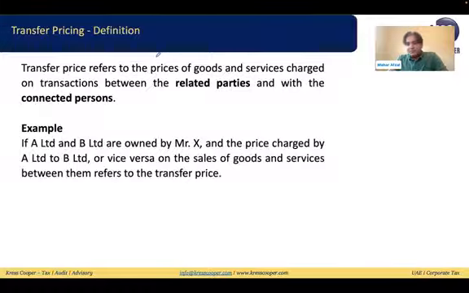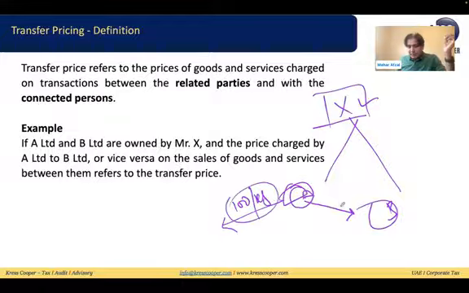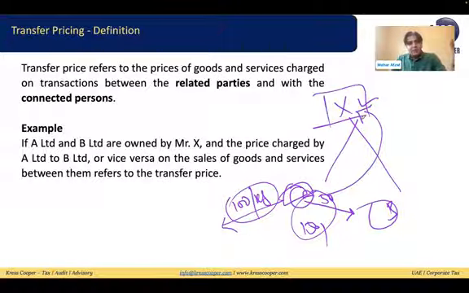So what is a transfer price? Think like this. There's a company A, there's a company B, and these companies have common ownership. Mr. X is the owner of company A, and Mr. X is the owner of company B. Now, A is selling any goods or services to B. Since A and B are owned by the same person, Mr. X is in a position to control this price. Might be A is selling the goods in the market at 100 per kg, but he is selling the goods to B at 50 per kg or 150 per kg, because the price between A and B is in control of Mr. X.